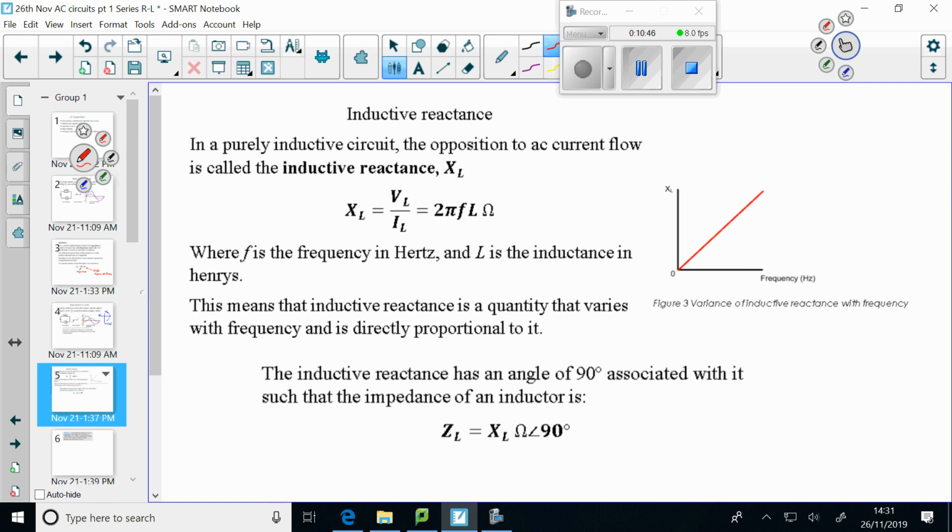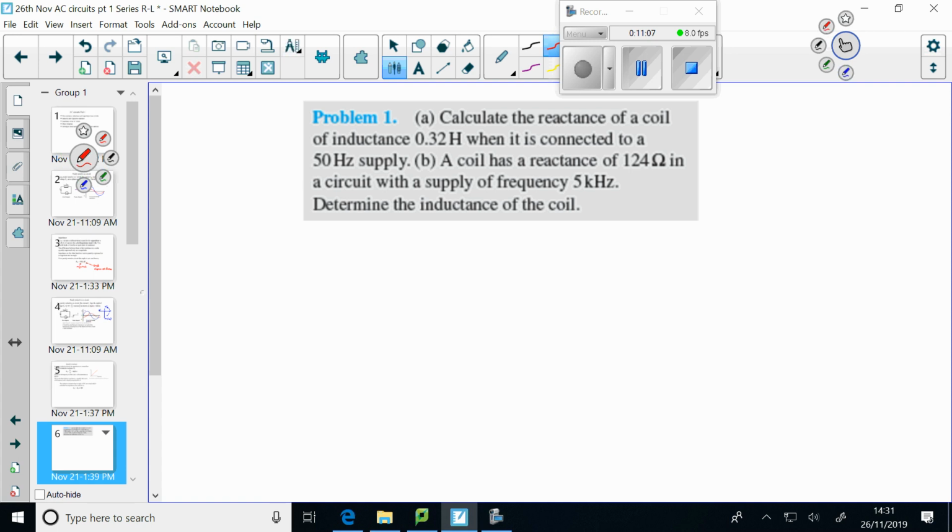So we have ZL is equal to XL, the magnitude. We can calculate that from 2 pi FL, ohms, angle 90 degrees. All okay? Good. So, have a go at the 2 problems.